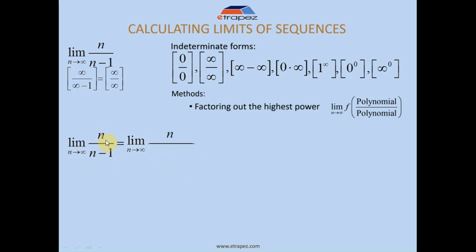As for the top, there's only n there, so there's nothing to factor out. If there's only one term, you don't factor anything out. I leave the n. But as for the bottom, I'll play around with it a bit. The highest power of n. What's the highest power of n here? Well, here it is, n to the first power, so to speak. That's the highest power of n, right? In this simple example. So I factor it out, which is n.